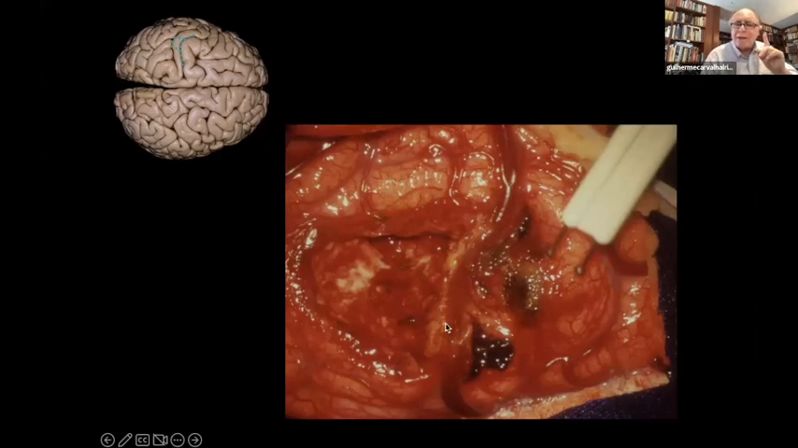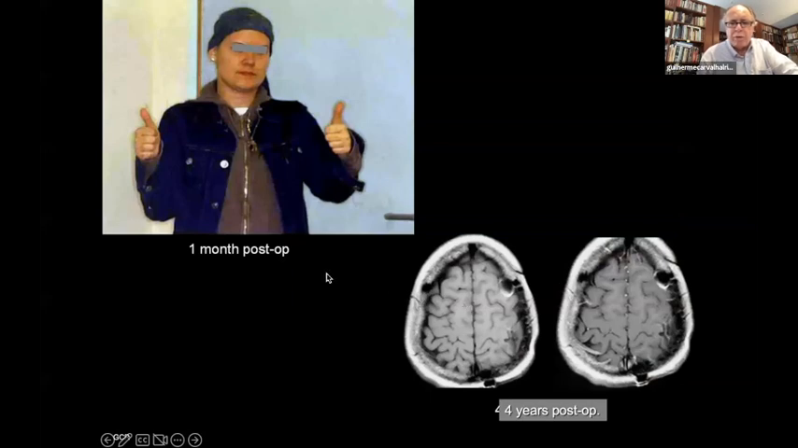Veins there are precentral, intraparietal, are the ones that are more constant along the sulci. Central vein sometimes is not exactly over the central sulcus. Okay, and you have a good resection.